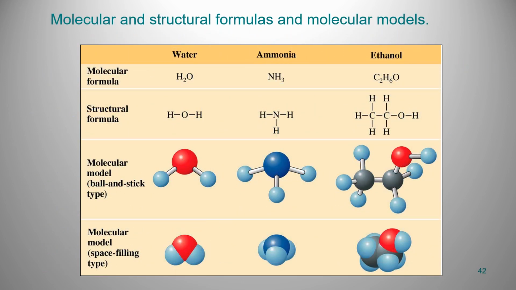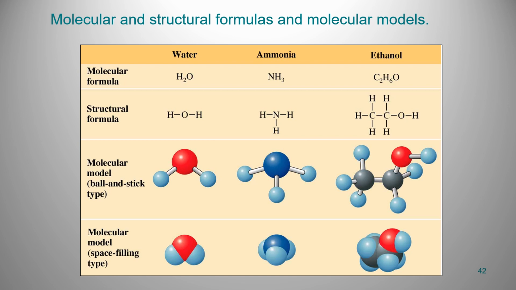All right, so here's formulas. Here's a molecular formula for water, H2O. Here's a molecular formula for ammonia, NH3. That tells you there's 3 H to 1 N. Ethanol is C2H6O. These are structural formulas, which we'll get to near the end of this semester, just showing what things are bonded to what other things.